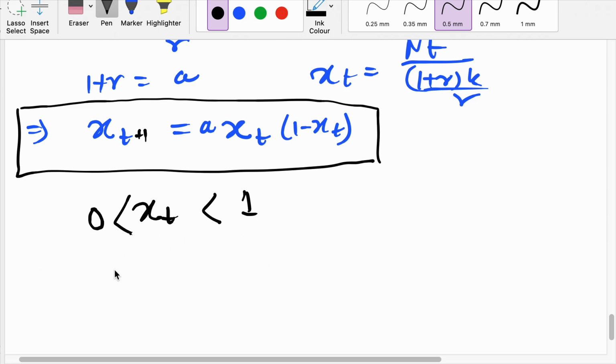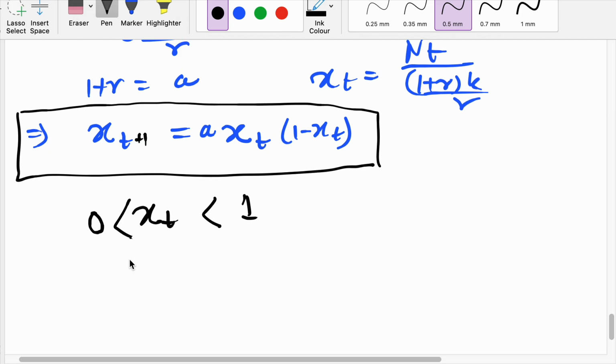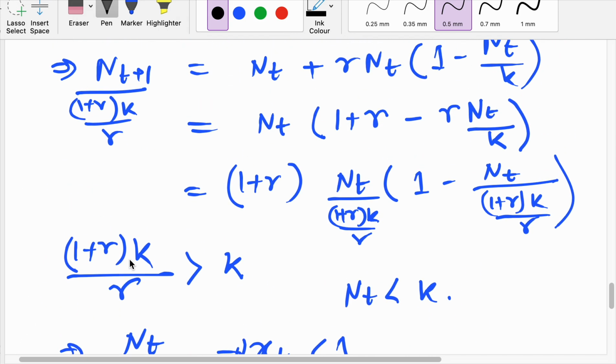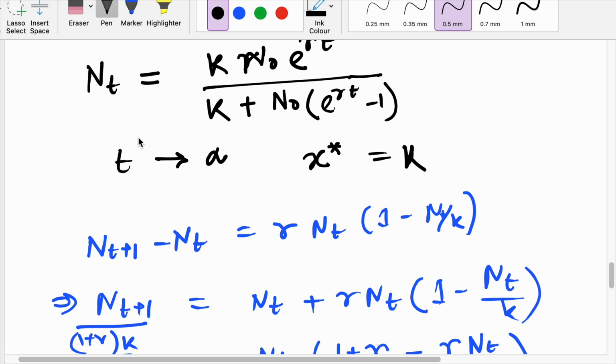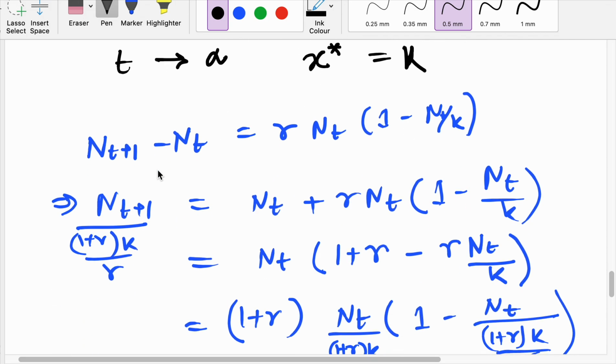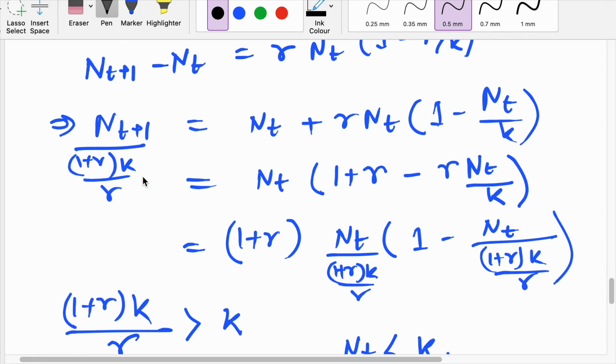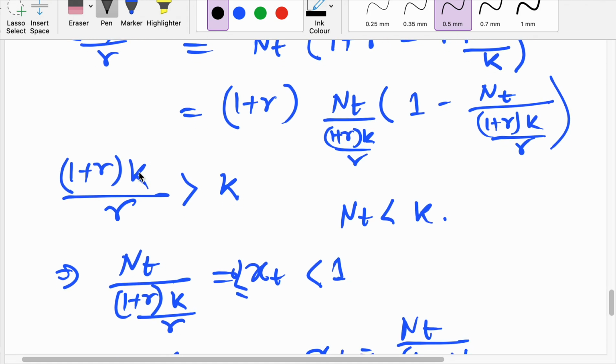What is xt here? Is this a fraction of the population, or is this the population itself? The population itself, but I normalized it by this factor 1 plus r k by r. So I divided by this factor, and from the previous one we know. So what is the interpretation of xt then? What does it show?